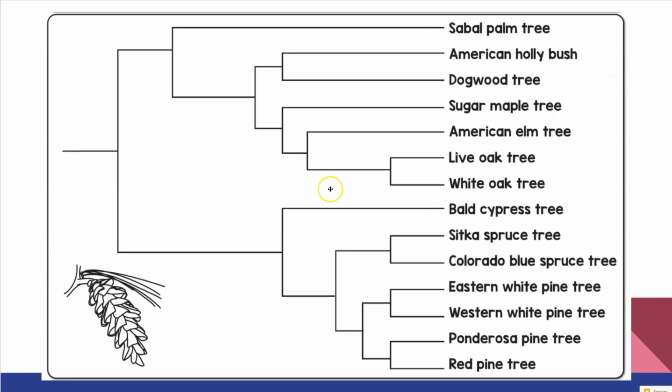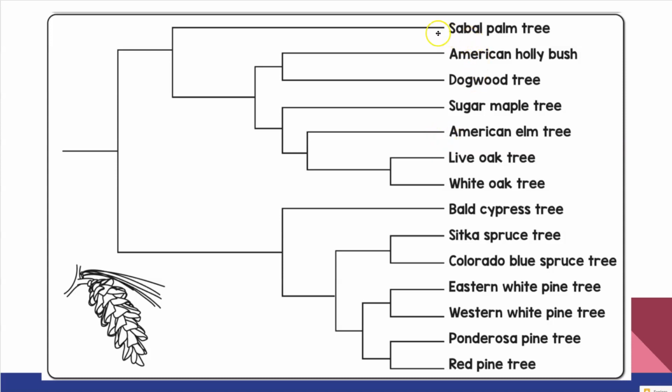Oops, sorry. So this one is, again, we're still reading from left to right, but it's in a different orientation. So we have all these different types of trees. And we can see at this point, this is the LUCA, this is your universal common ancestor. The more nodes that are in between a species, the less related they are.